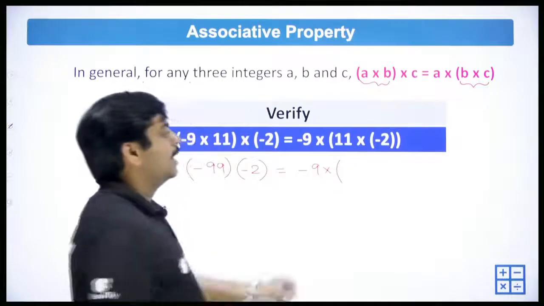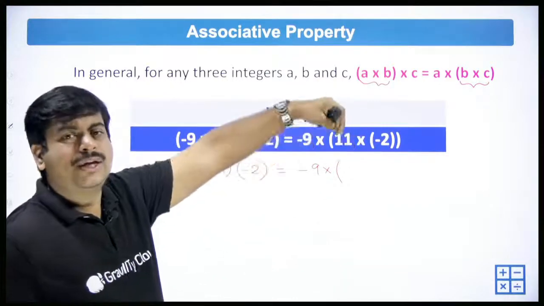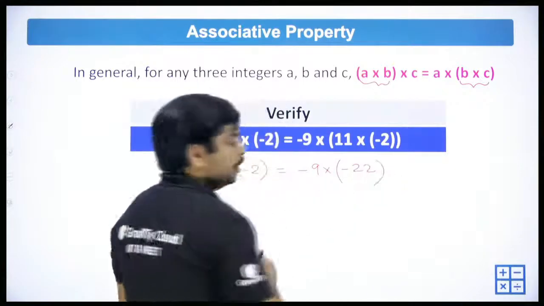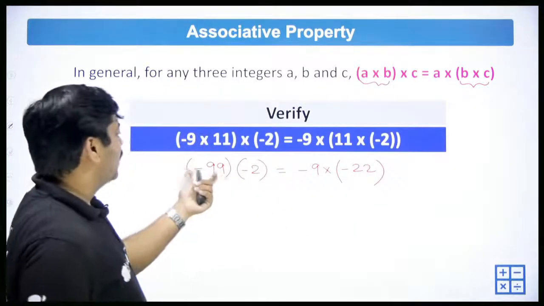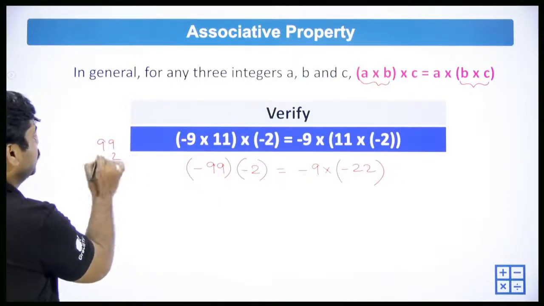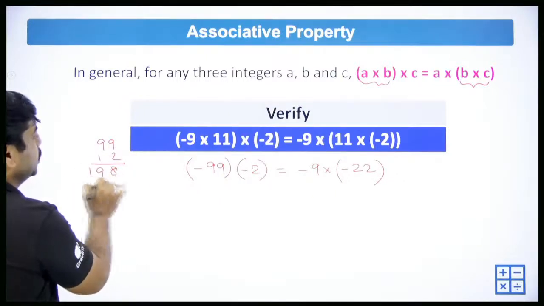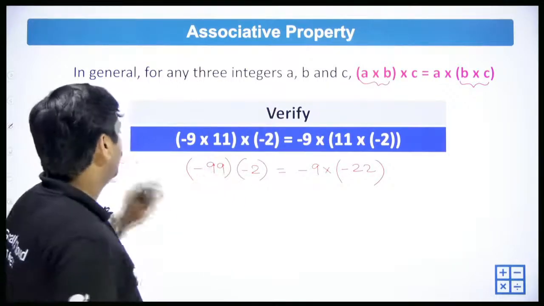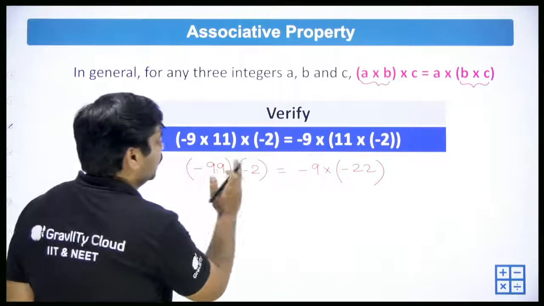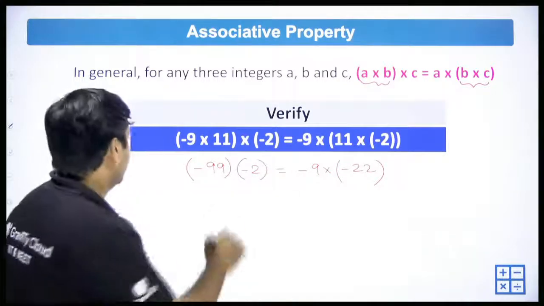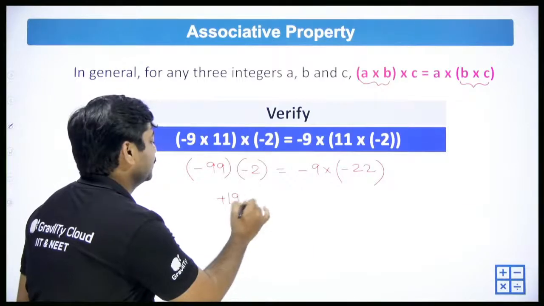The first one is 11 into minus 2: 11 twos are 22, with negative, minus 22. Now, 99 into 2, what is 99 into 2? 9 twos are 18, 9 twos are 18, plus 1 is 19. So 198, correct? 99 into 2 is 198. Negative into negative is positive, so it becomes plus 198.